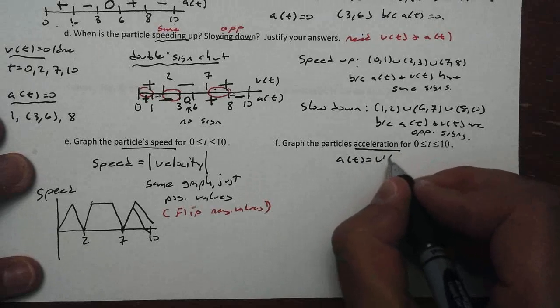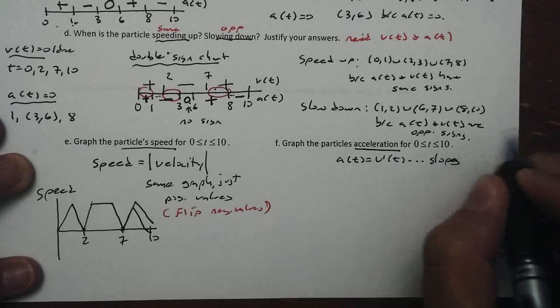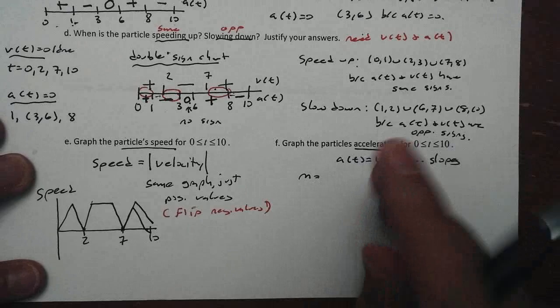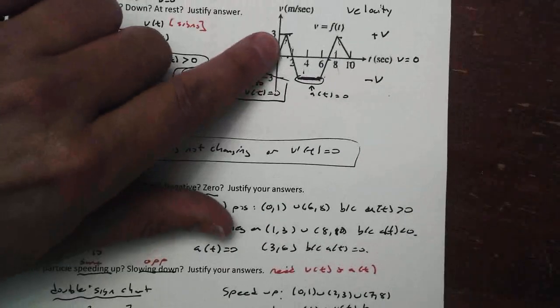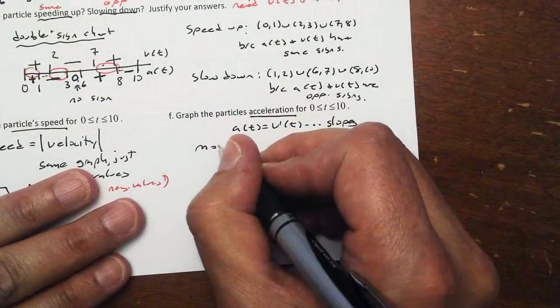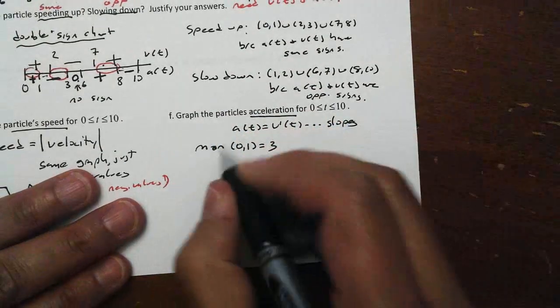Acceleration, remember, is the derivative of velocity. Therefore, these are the slopes. So I'm going to look at the differences. I'm going to graph the slopes of velocity. Between 0 and 1, the slope looks to be 3. The slope on 0 to 1 looks to be 3.